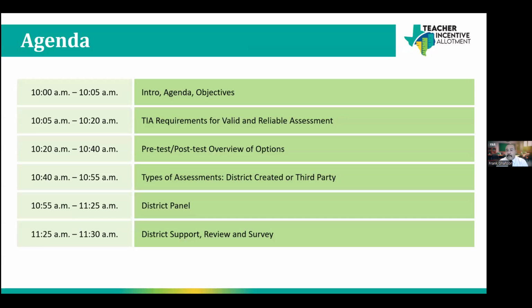Our agenda today is going to break down like this. For the first few minutes, we will do our welcome, agenda, and objectives. Then we'll spend some time learning general information and options available to measure growth using pre-test and post-test for TIA. Next, we will spend some time dissecting TIA requirements for valid and reliable assessment. Once we have a high-level understanding of the process, we will get into the types of assessments that can be utilized, followed by a district panel where districts who have already gone through the process will share what they learned with prospective districts. We'll then wrap up this presentation and cover some district support, review what we've learned, and complete a survey.